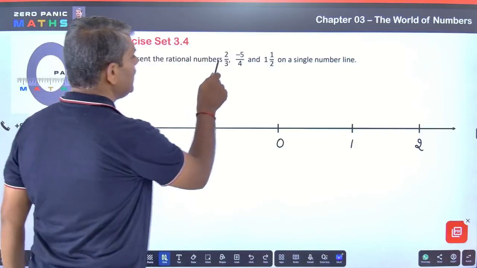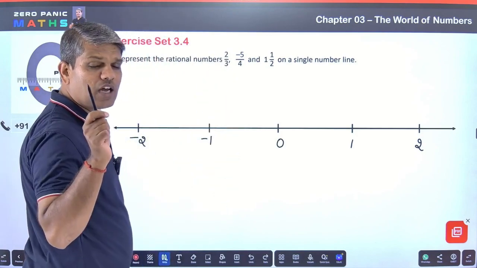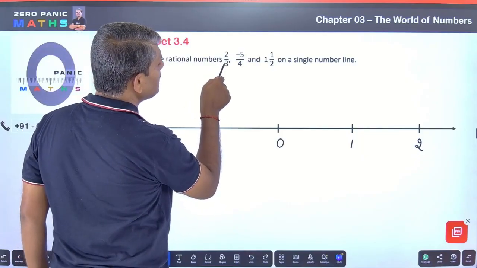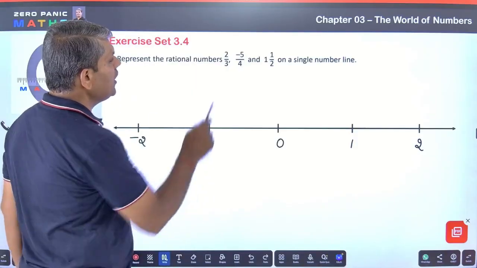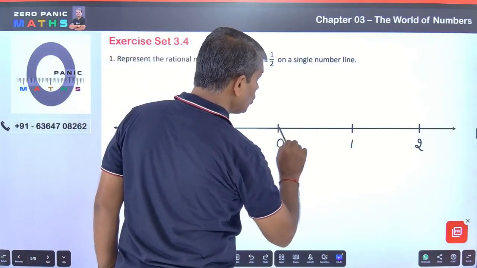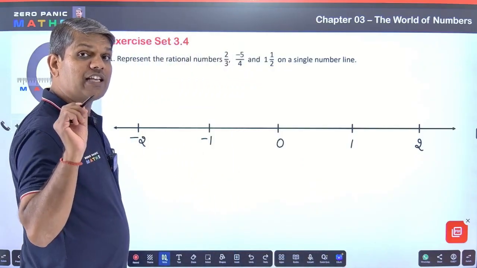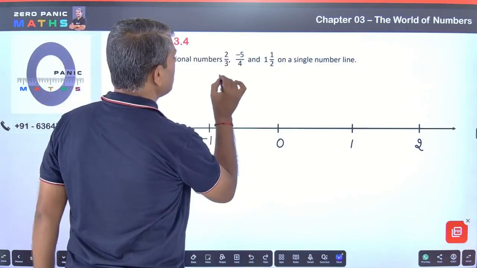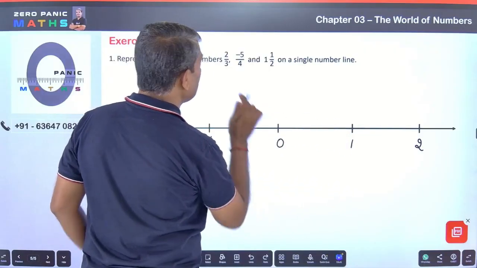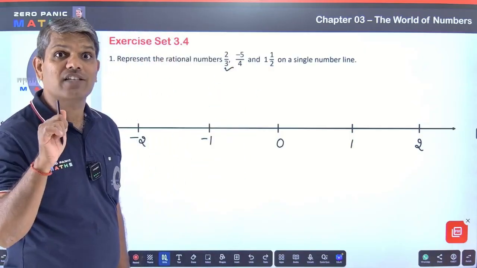You have to first see where these numbers exist. So you see that 2 by 3 is less than 1. How do you identify whether the number is less than 1 or not? The numerator should be less than the denominator. So it is obviously positive and less than 1. So it should exist between 0 and 1. Now if it exists between 0 and 1, then what is the next step? The next step is to divide the unit between 0 and 1 into 3 equal parts, because it is 2 by 3, right? Three equal parts it should be divided.